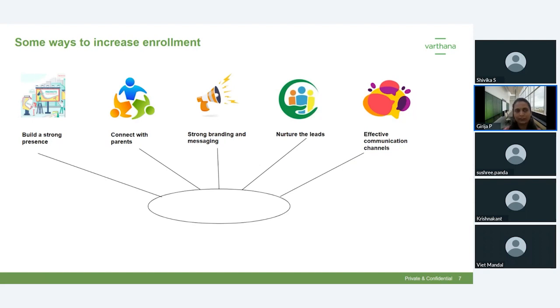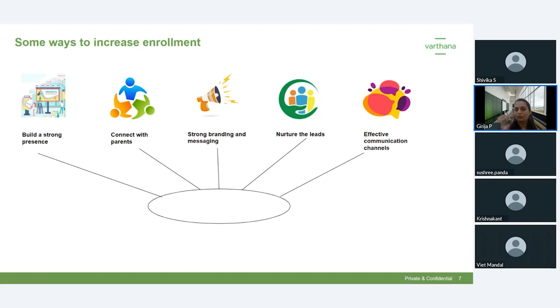I will give you an example of Jio. When Jio launched its telecom network, they used the same strategies. They nurtured the lead. In the beginning, they offered the network and internet free, and through this they nurtured the lead, and later they started charging for it, and they converted the lead. They used strong branding and messaging through different effective channels, where they talked about what they were offering and how it is useful for you. They tried to connect with the customer, understand what customers are facing, and offer a solution which can help resolve all these problems.